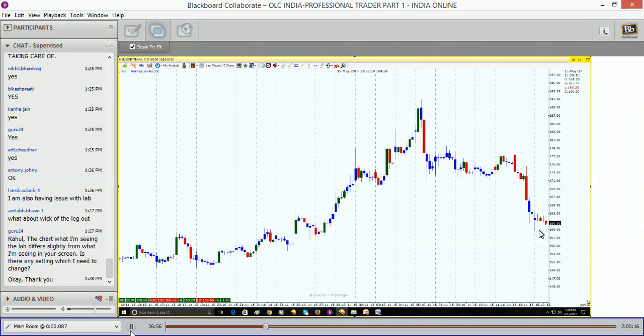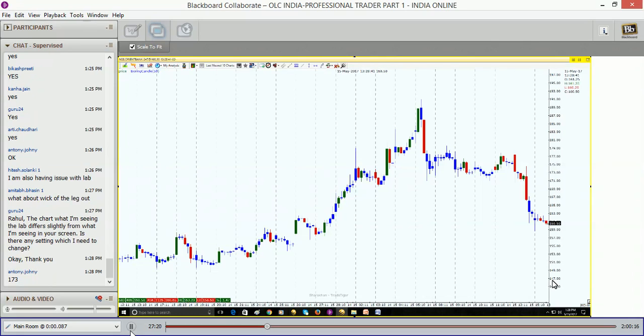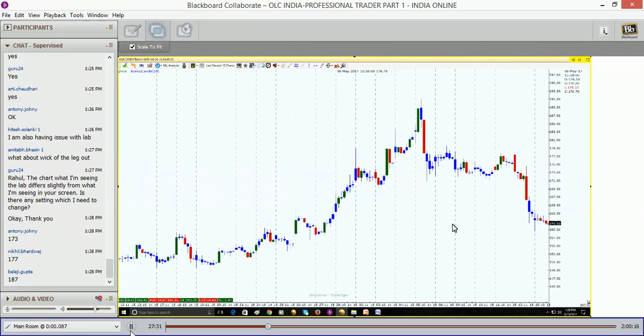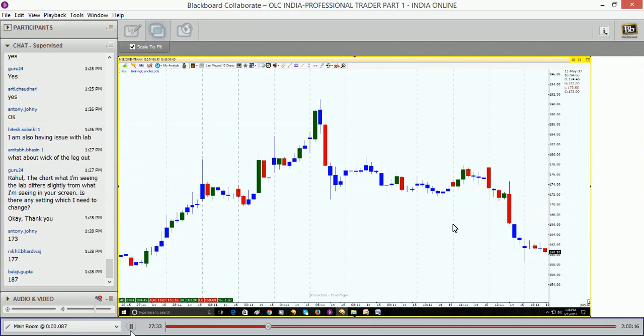Okay, I'm going to show you one more example, guys, and then we are going to do it. I want to mark my supply zone on the 60-minute chart in OBC. Where can you see a big drop in price, guys? Okay. Nikhil says 177. Anthony says 173. Balaji says 187.